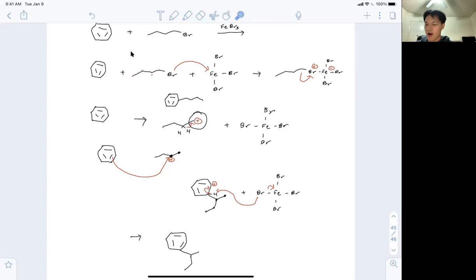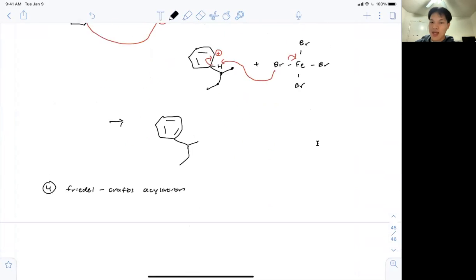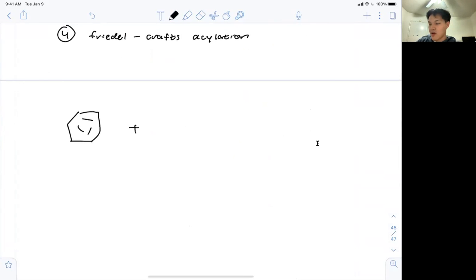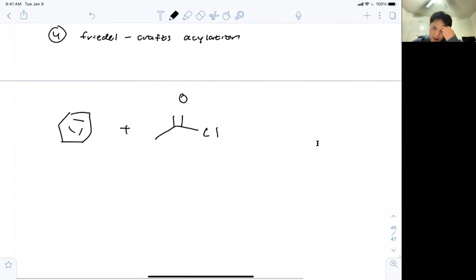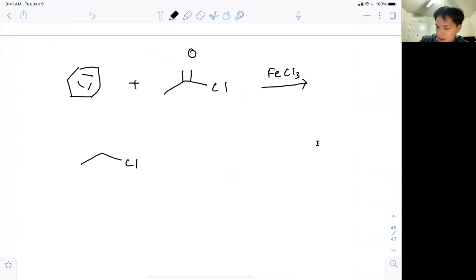Okay. And then now our last one is Friedel-Crafts Acylation, which is the exact same thing as the one that we saw before with this reaction, right? It's the same mechanism. So let's say we have something like this, and then we react it with the Cl and then this double bond here, right? And then now we have Al, oh, let's do Fe, FeCl3, right? FeCl3.